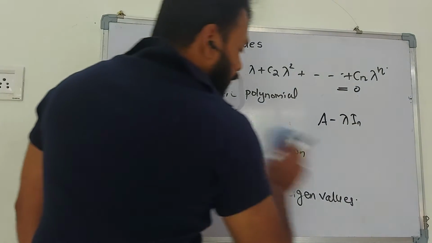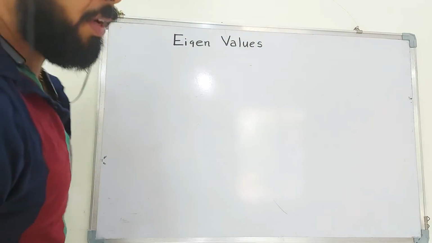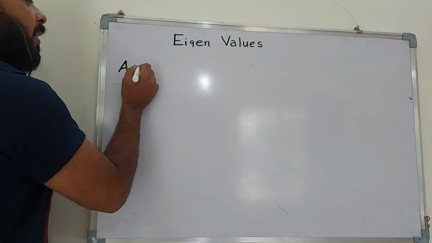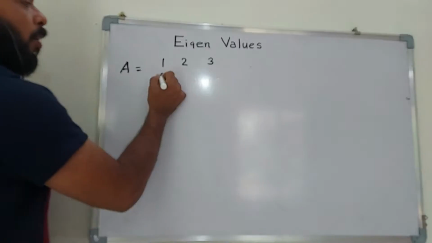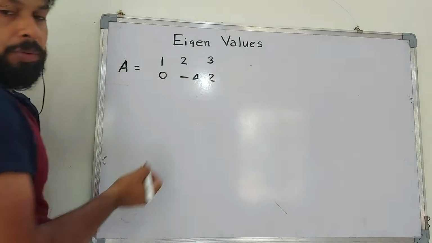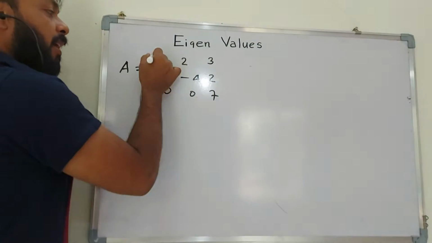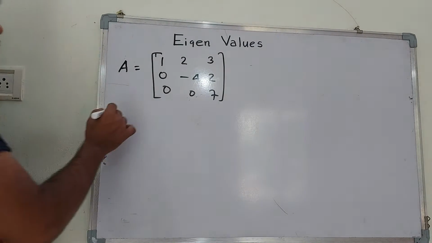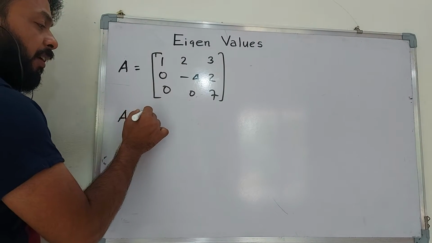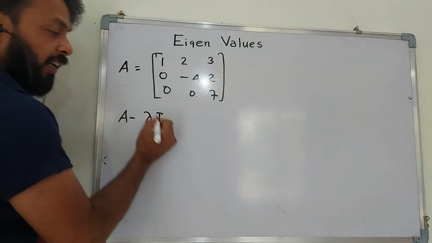So let us see what to do to find the characteristic values, by taking an example. Consider the square matrix A: 1, 2, 3, 0, minus 4, 2, 0, 0, 7. This is the matrix A of order 3. Then its characteristic matrix is A minus lambda into I3.